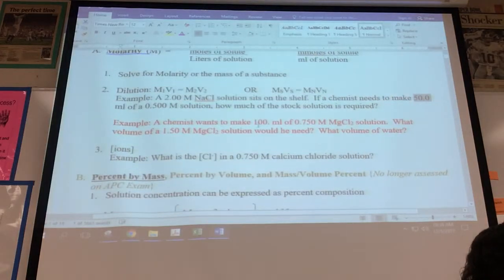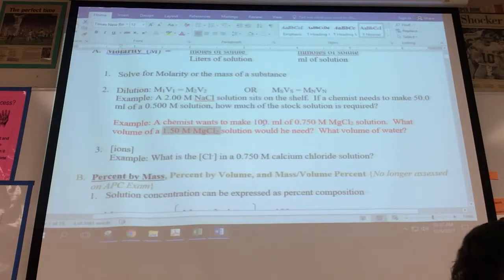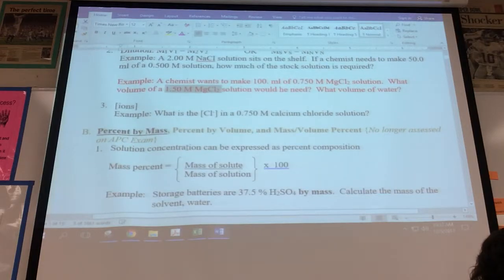How about this one? A chemist wants to make 100 mL of 0.75 molar magnesium chloride. What volume of a 1.5 molar magnesium chloride solution would he use? So what's the dilution there? A factor of 2. So that means you need how much of this? Oh, no, 50 mL, because you wouldn't want to make more than you're asked to make. So 50 mL of this, and how much water to make 100 mL? 50. All right?